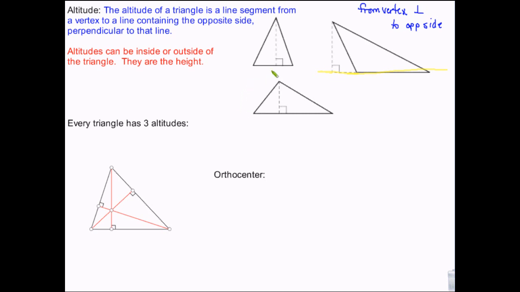When you're inside the triangle, it's because you are 90 degrees or less on your altitude. So these are 90 degrees or less. And when you fall outside is when you have your obtuse triangle. Now, not every altitude will necessarily be outside on an obtuse triangle. Maybe only one is.